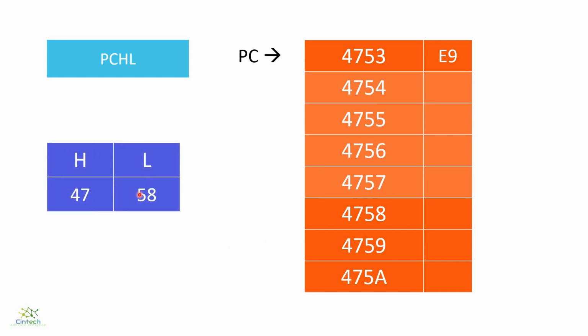So in the HL pair, suppose 4758 hex is here. While the process of decoding was going on, I hope you remember that the PC has to point to the next memory location. Now as soon as the execution of this particular command has been done, the content of HL gets copied into the program counter and the program counter simply jumps to this location. This could be anywhere, wherever. PC had to jump to this memory location pointed by HL pair.